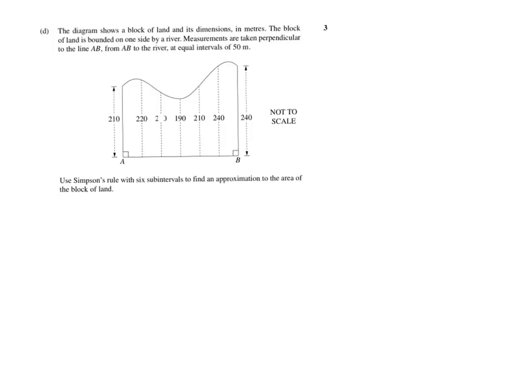All right, we've got a Simpson's rule question here. The diagram shows a block of land and its dimensions in metres. The block of land is bounded on one side by a river. Measurements are taken perpendicular to the line AB from AB to the river at equal intervals of 50 metres.